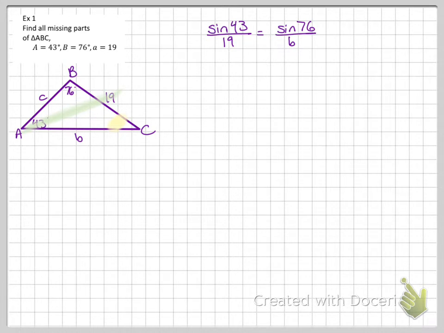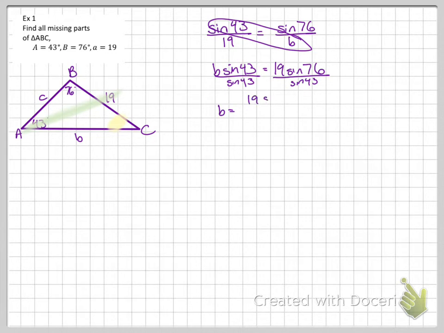Okay, we cross multiply. So B sine 43. Never get in between and put anything after the angle, right? B times sine 43. Same thing over here. The 19 goes in front. Sine 76. Those are equal when you cross multiply. If I want to get b alone, I need to divide by sine 43. Divide by sine 43. That would be the exact answer. 19 sine 76 over sine 43.